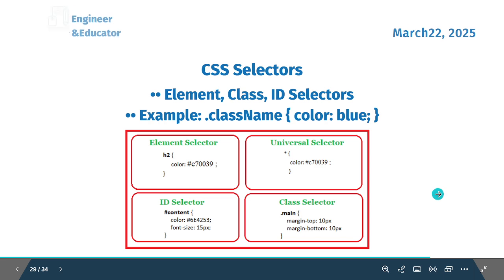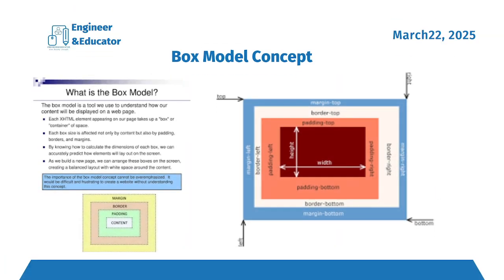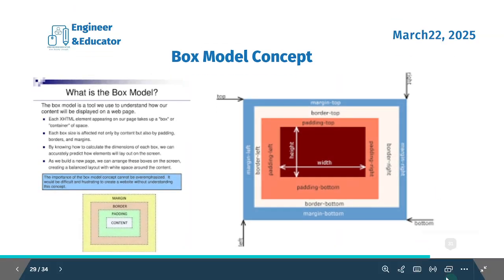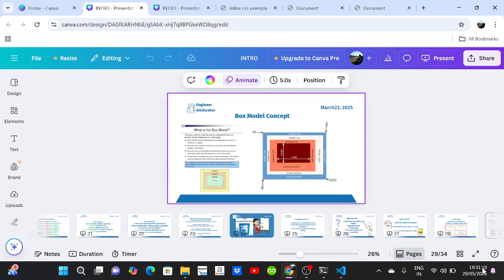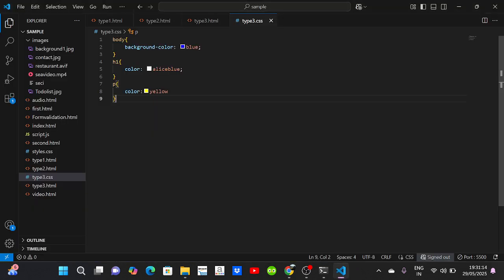Okay. Next topic is the box model concept. Before that, we will do some examples, as I told, we will study the class selector. Some examples for class selector. For example, element selector, as we have already seen here. I think you don't need an example for this particular selector.